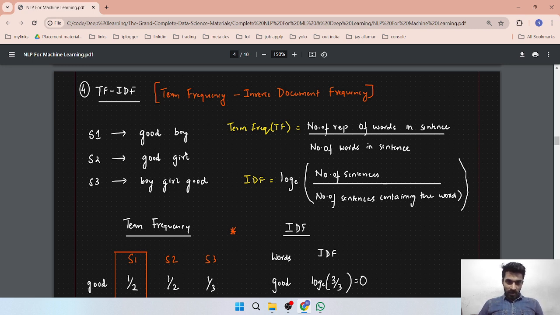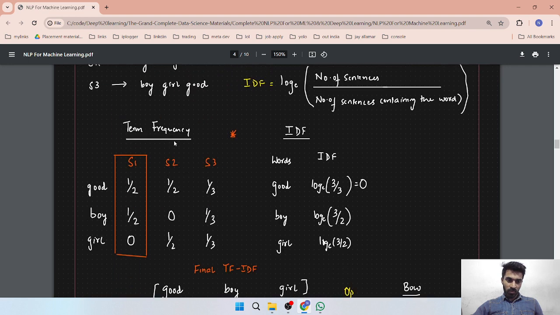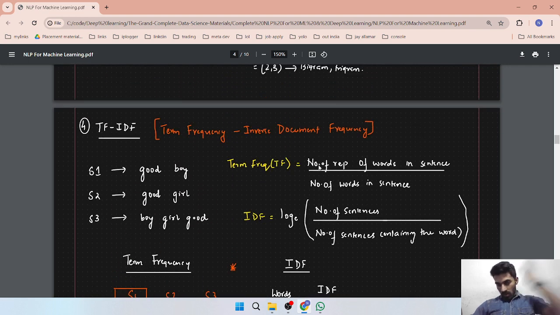So let's see term frequency. First we see the formula and then we will apply it. We have to memorize this formula; basically, you have to learn it. We have forgotten this formula, so now I will explain how to remember it.